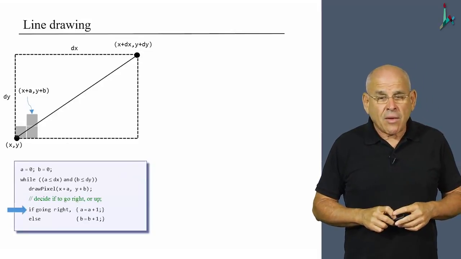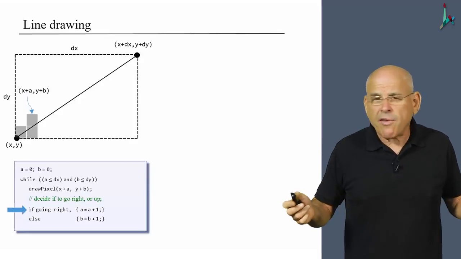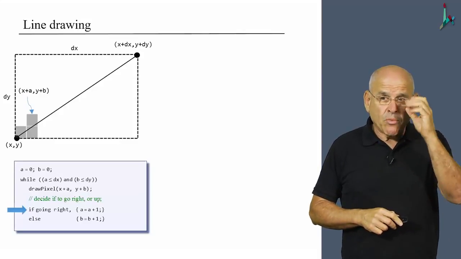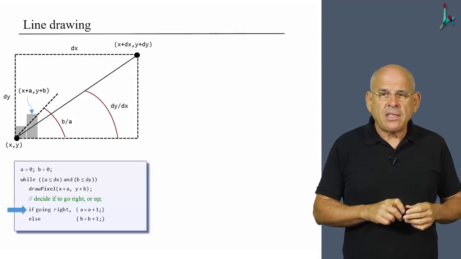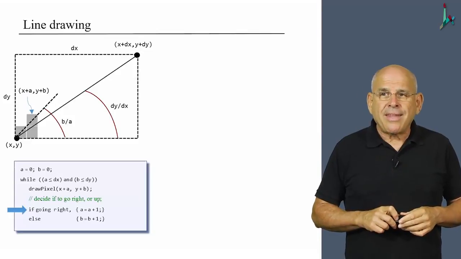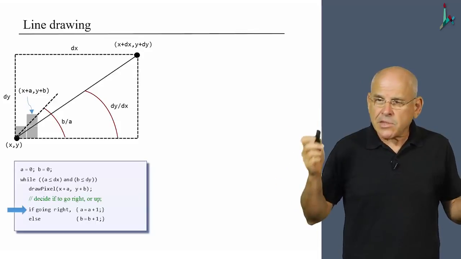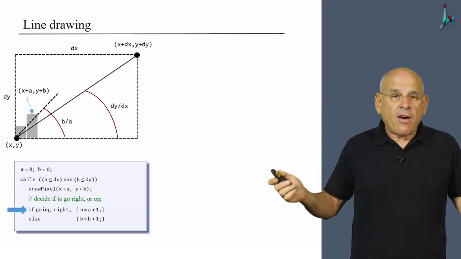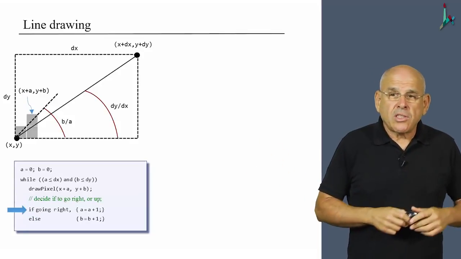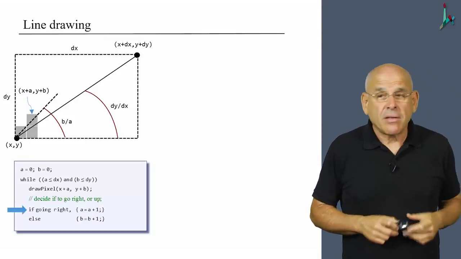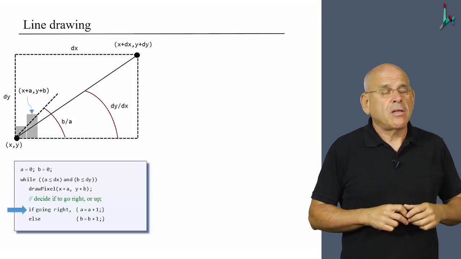All right, the next thing that I want to delve into is this condition, going right. How do I know if I want to go right or up? Well, here is what we propose to do. Take a look at this line here and compare these two angles. dy over dx is the desired angle. That's the holy grail. That's where you want to go. And b over a is what you ended up doing so far. Okay? So if b over a is greater than dy over dx, you want to make a correction to the right. Otherwise, you want to make a correction going up.